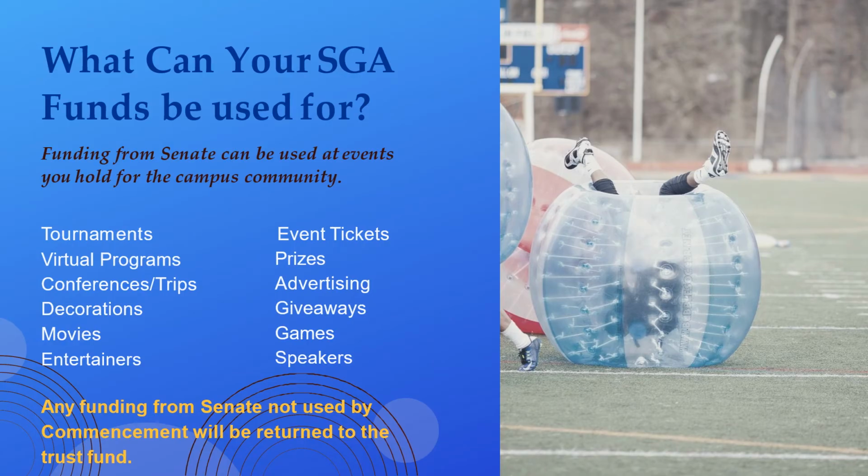You may be wondering what your SGA allocation can be used on. SGA funds can be used at events you hold for the campus community. The following are some ideas: virtual events, prizes, tournaments, decorations, movies, entertainers, advertising, giveaways, games, or speakers. It is important to know that any SGA funding from Senate not used by commencement will be returned to the Student Activities Trust Fund.